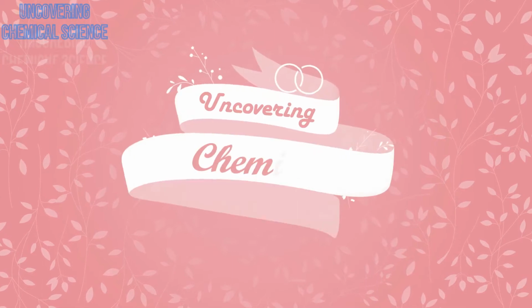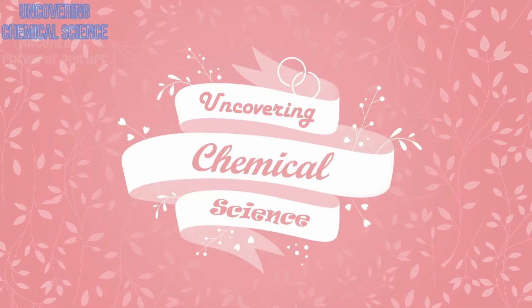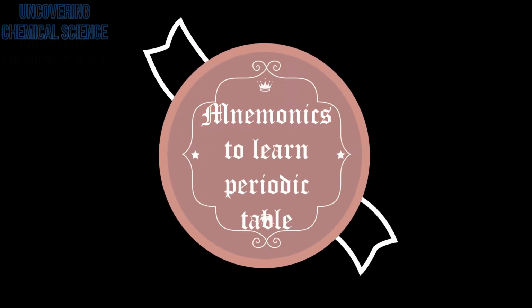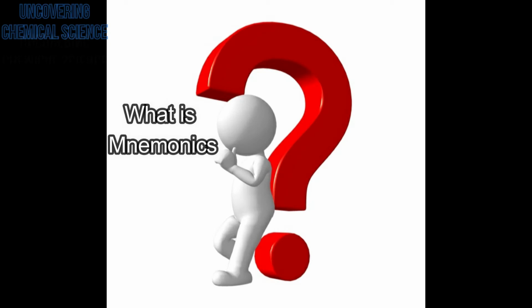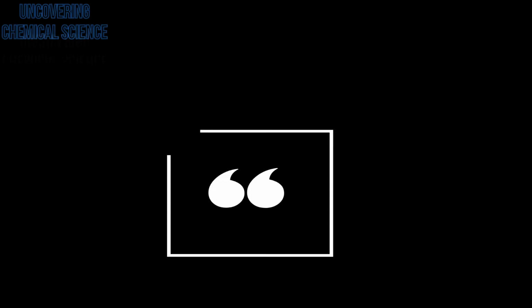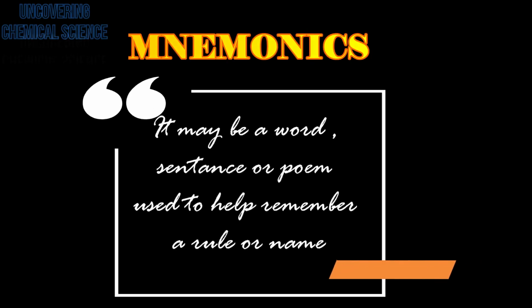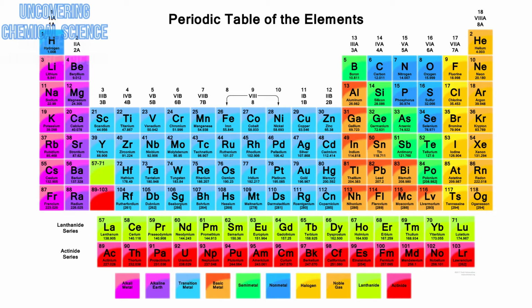Hey guys, in this video we will see the mnemonics to learn the periodic table. First of all, let us know what the word mnemonic means. A mnemonic may be a word, sentence or poem used to help remember a rule or name. Here we will use it to learn the complete periodic table.